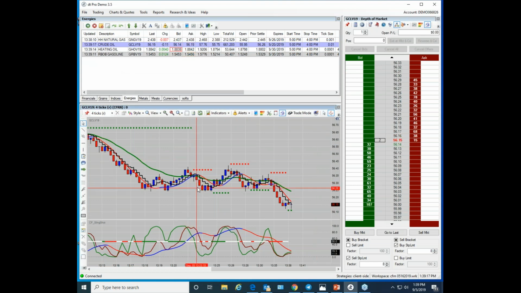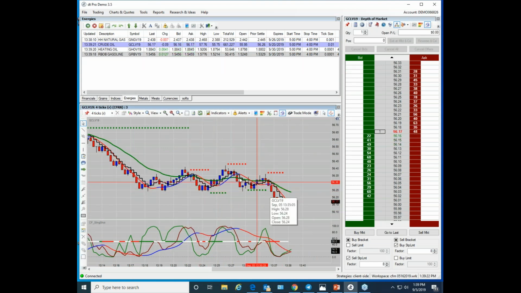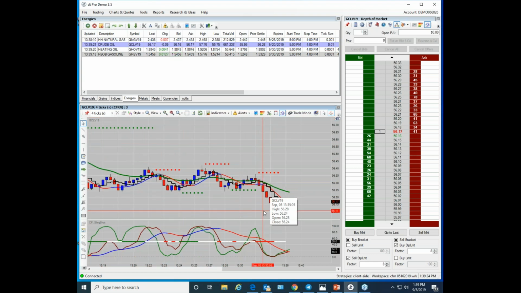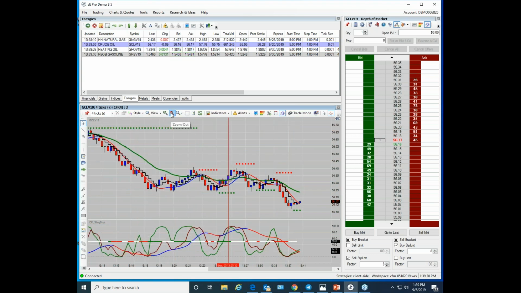Going back to crude, crude finally broke that consolidation, right? We broke dynamic support. We're spending time underneath it. So here's a potential opportunity to get short. So let's see what happens. Okay. So we activate our trend line. We're going to see if we can get back to the green line.